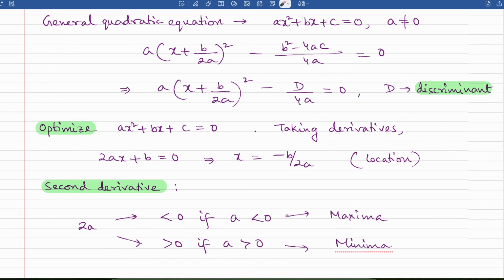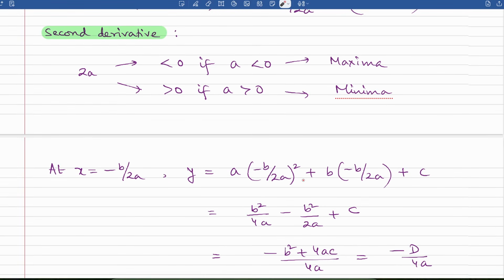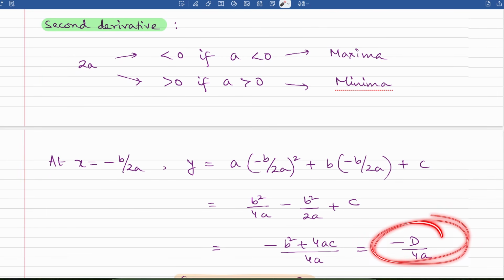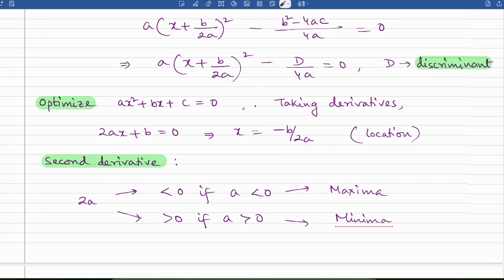Now this is the location of the extrema that we obtained. What is the value of the extrema? To figure that out, I can just plug in this value in the quadratic equation. After some simple algebra, you will end up with minus d by 4a. Remember, all of these had been calculated here. The location by the vertex form becomes minus b by 2a, and the maximum value becomes minus d by 4a.